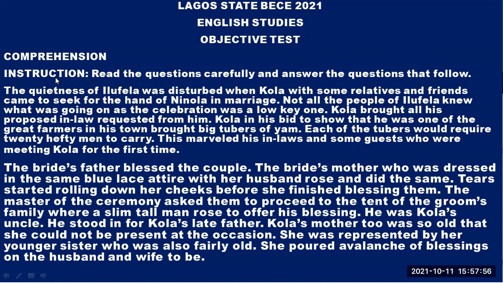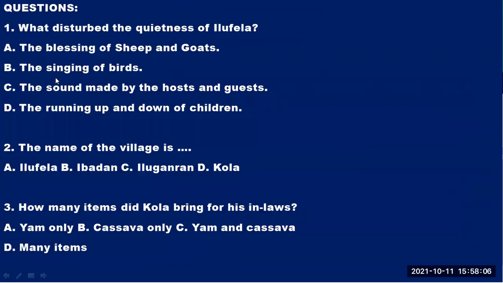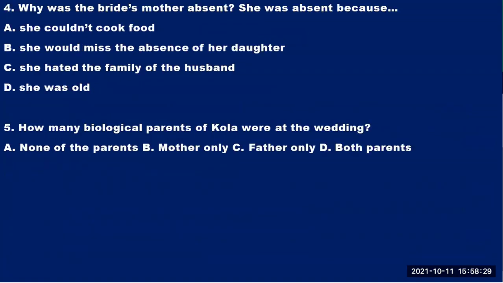Now, as I have always explained in reading comprehension, to simplify it, you can just go through the questions and look at question number 1. What disturbed the quietness of Ilufela? Then the second question, the name of the village is. Question number 3, how many items did Kola bring for his in-laws? Question number 4, why was the bride's mother absent?